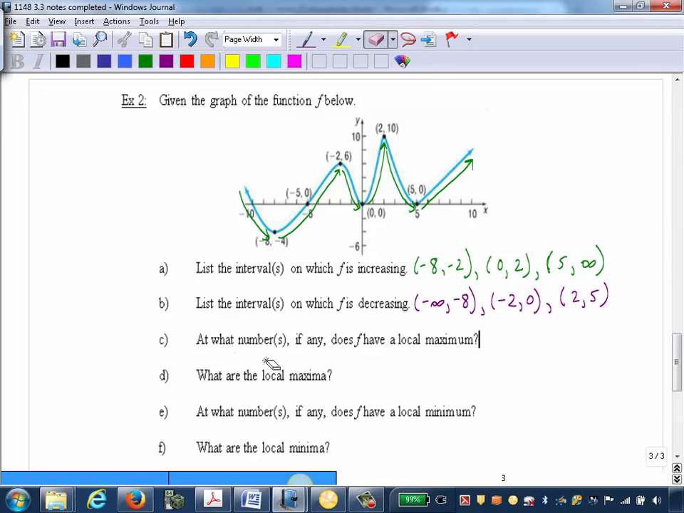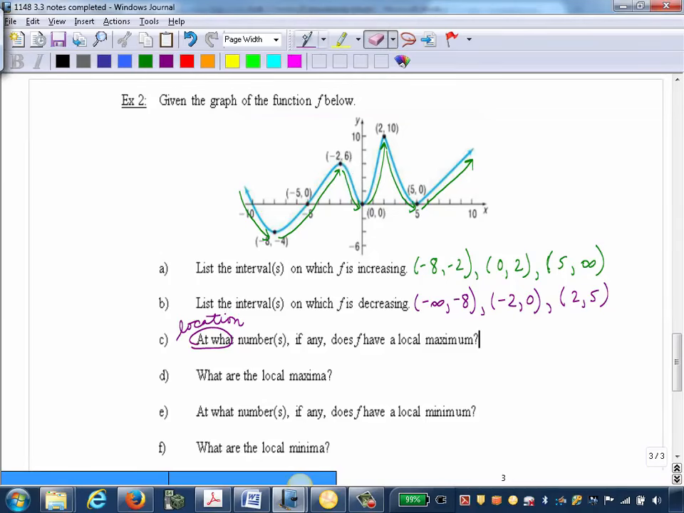Part C. At what number or numbers, if any, does f have a local maximum? We can see that this graph has several peaks, local maxima. So I can see that it has a peak here and a peak here. So when they're asking for at which numbers or at what numbers, this is location. And we always use x values to describe location of a graph. So we want to know what are the x values at these peaks in the graph.